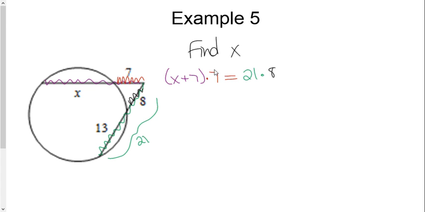Since I don't have an x out here, I'm going to leave this as is. I really don't want to distribute. It's extra work. So I have x plus 7 times 7.